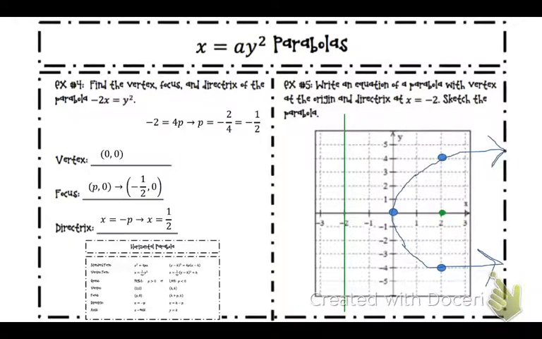Okay, then to write the equation for this, I know that p equals 2 because it was positive, we moved to the right. And I know this is going to be x equals because it opens to the right. And that's going to be 1 over 4 times 2 y squared, which is 1/8 y squared. Okay?